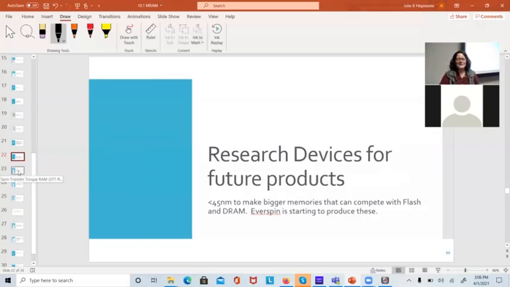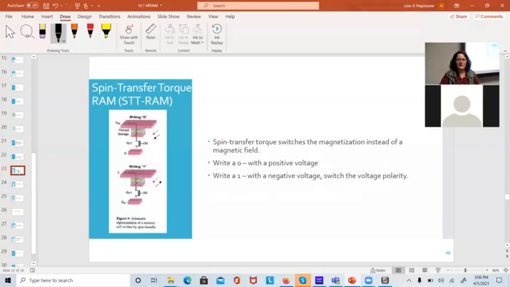Okay. So Everspin is starting to produce these now. It's called spin transfer torque, and STT-RAM is the acronym for this, not flux capacitor. It just rolls off your tongue. What I want to do here is, when I'm writing a 0, I've got my pin layer down here, and then I have my storage layer. So this is my pin layer. It's going to stay fixed no matter what.